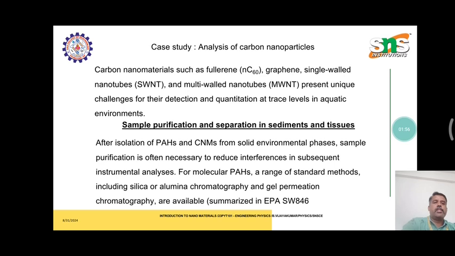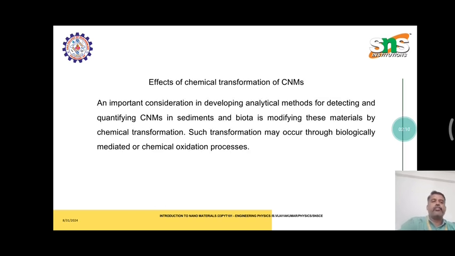For molecular PAHs, a range of standard methods, including silica or alumina chromatography and gel permeation chromatography, are available. The effect of chemical transformation of CNMs is an important consideration in developing analytical methods for detecting and quantifying CNMs in sediment and biota, since the material is modified by chemical transformation. Such transformation may occur through biologically mediated or chemical oxidation processes.